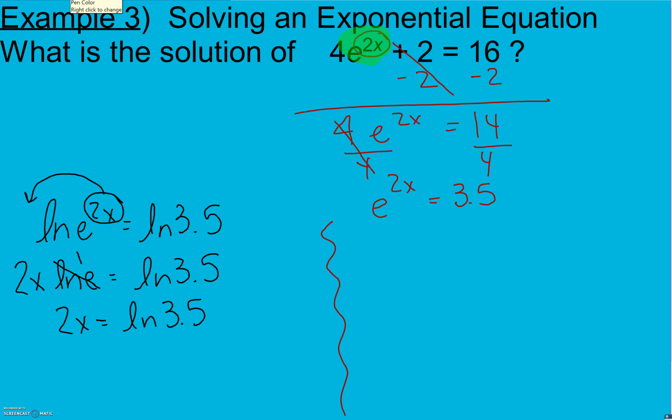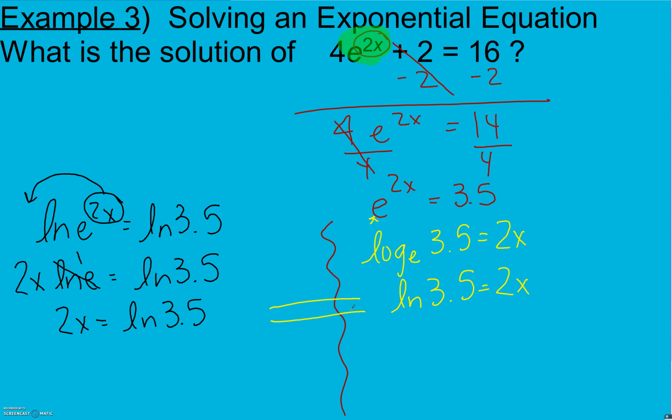Or I can switch to exponential form. Log base e of 3.5 equals 2x. Then remember, log base e is just ln of 3.5 equals 2x. So either way, I get to the same spot. From here, I divide by 2 and get x by itself.